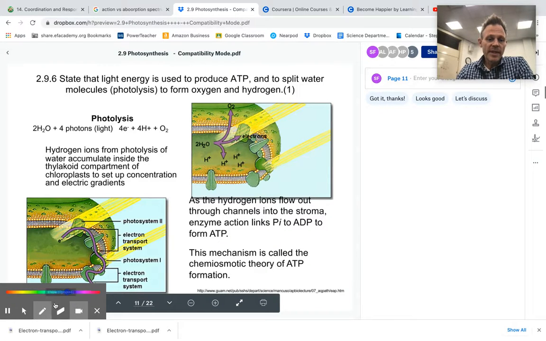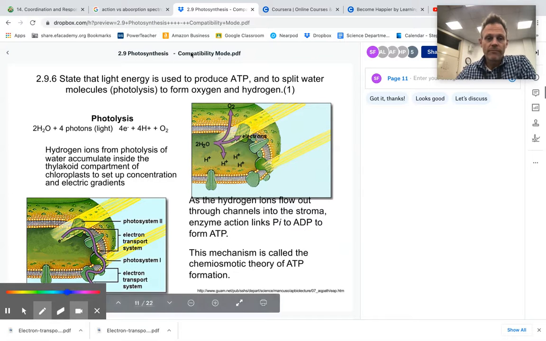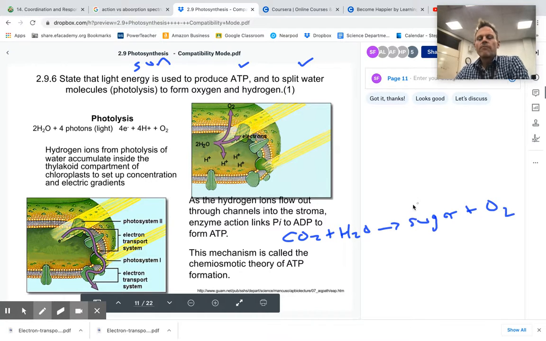2.9.6 wants us to state or remember that the light energy, where does the light energy come from? From the sun. It is used to produce ATP, important, and break water, important, and then it forms oxygen and hydrogen. And we're going to talk about what happens with this hydrogen. So let's write this equation again. Carbon dioxide plus H2O makes sugar in the form of glucose plus oxygen.